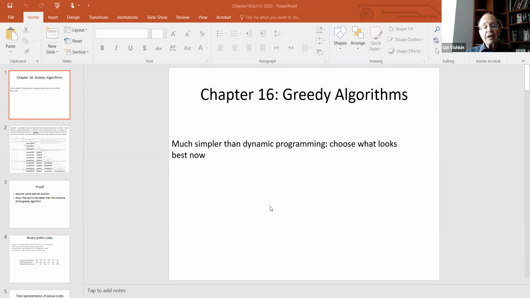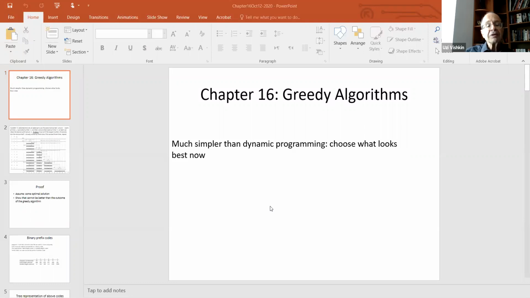So we are moving now to chapter 16. Chapter 16, the title is Greedy Algorithm, and the basic paradigm can be captured in one sentence. Choose what looks best now. So you're given a bunch of options, you need to solve a problem. Be greedy, go for what looks to you best. It will be best overall.